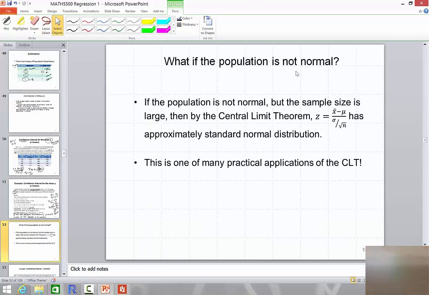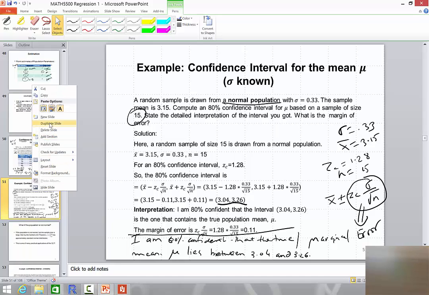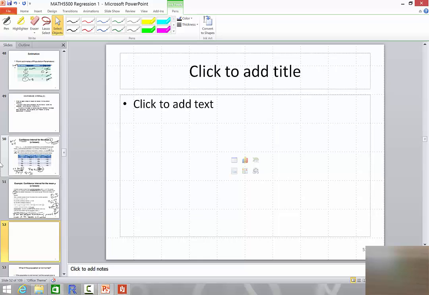What if the population is not normal? Let me tell you one thing here. Let me tell you one thing a little bit to emphasize for this slide. So let me create one more slide here, and let me write something to make it more clear.